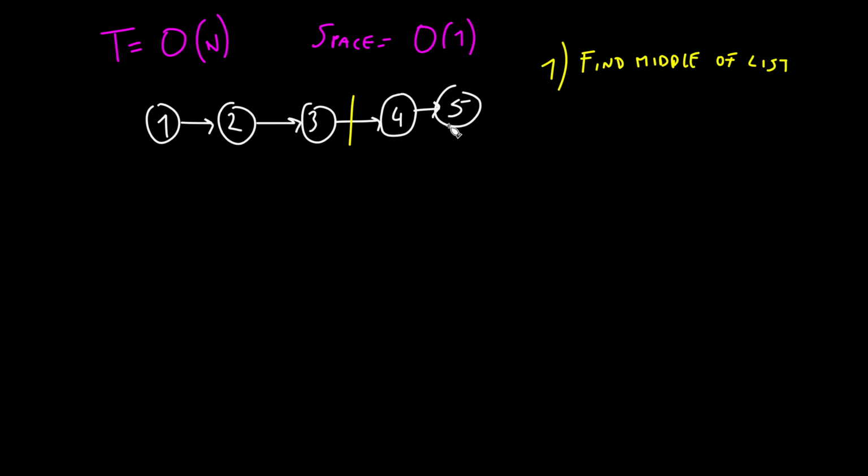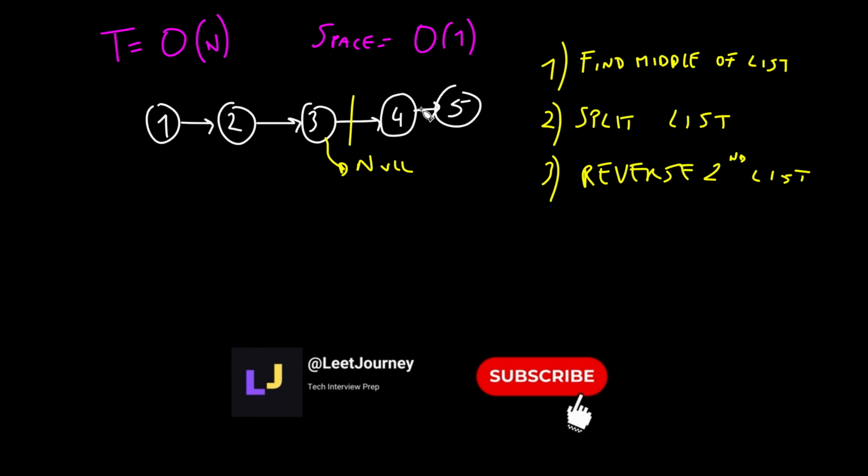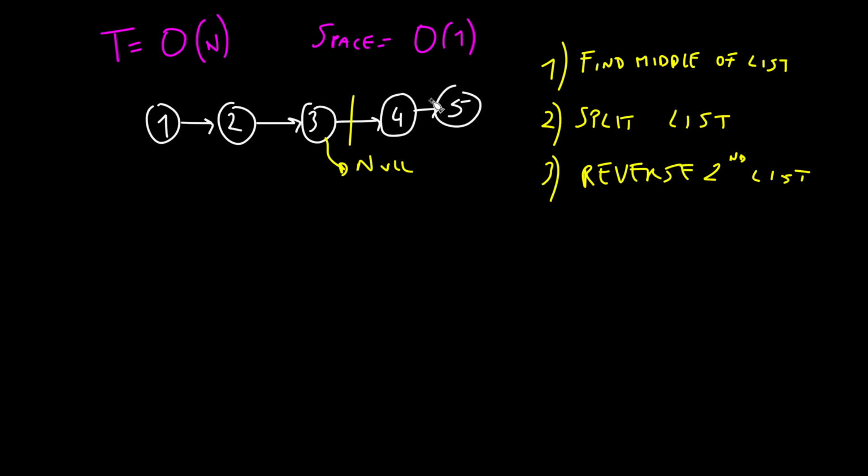Okay, so we have the middle of our linked list. We now want to split the list in two. What this means is that we want the end of our first list to now point to null. Once we have split the list, we go to the next step, which is to reverse the second list. It's quite simple. I've made a video on another Leetcode problem where we have to reverse a linked list, so please check that out. We're simply going to change the way the links work. So 5 is now going to point to 4.